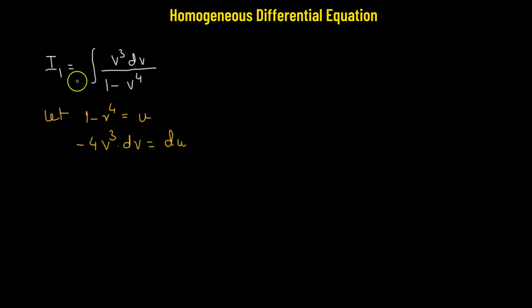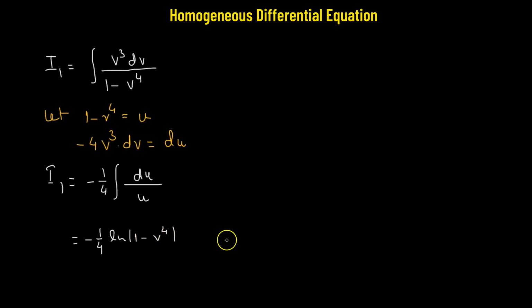So our integral now becomes negative 1 over 4 times the integral where v cubed dv is replaced with du, divided by u. We know the integration of du over u is simply natural log of u. So u here is 1 minus v raised to the power of 4, plus the constant of integration. But I'm not going to use the constant of integration here. That will be taken care of with one final constant of integration at the end.